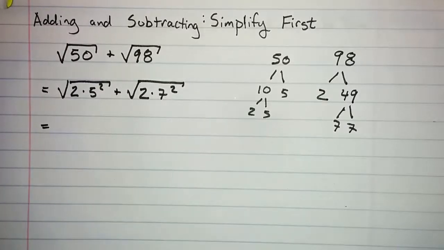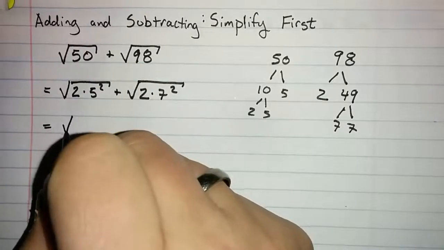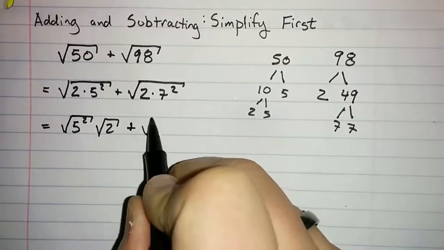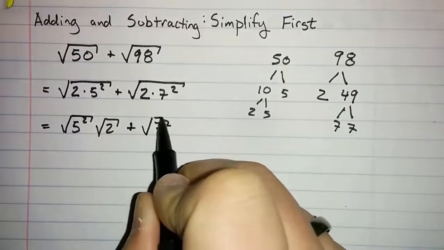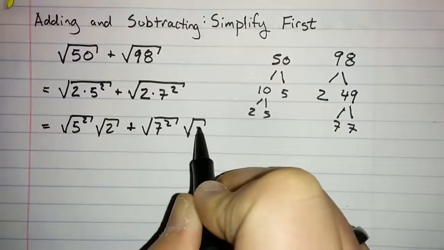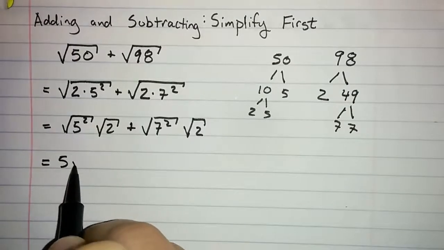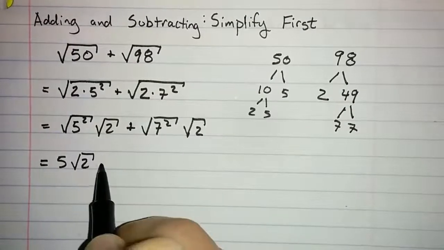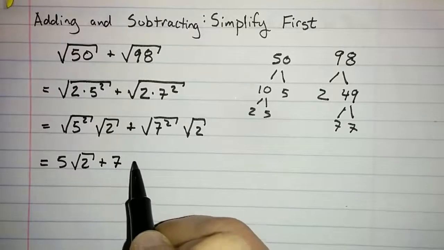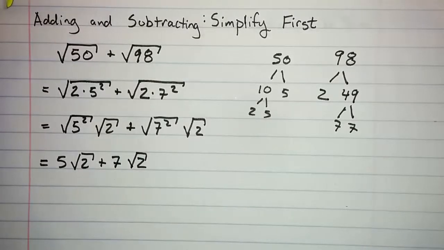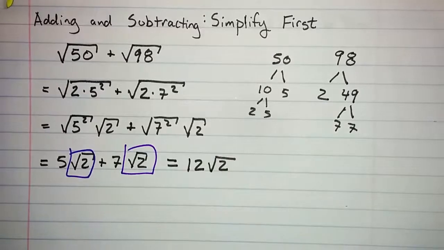So I'll have the square root of 5 squared times the square root of 2 plus the square root of 7 squared times the square root of 2. Square root of 5 squared is 5. Square root of 7 squared is 7. And now, all of a sudden, these are like radicals. I can combine them. 5 plus 7, 12 root 2.